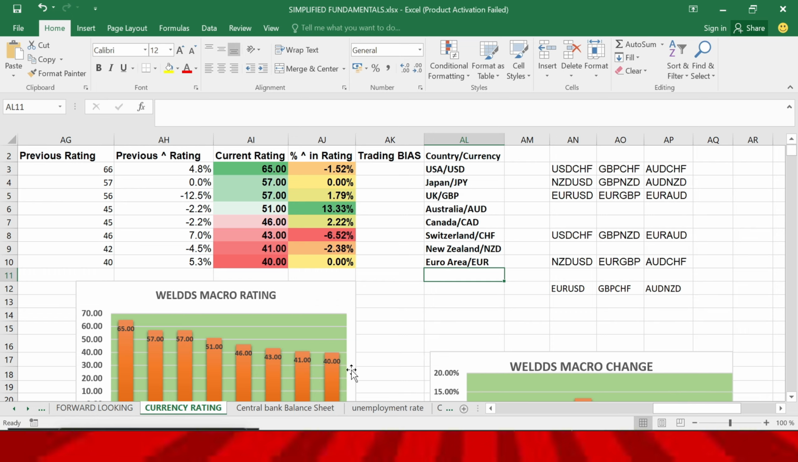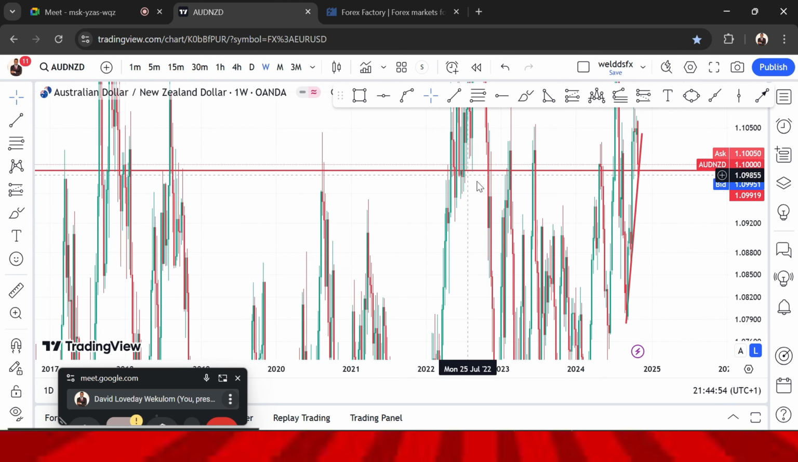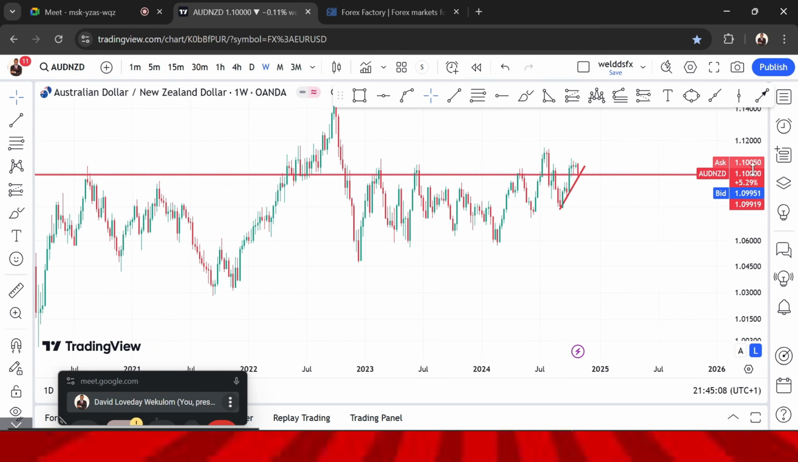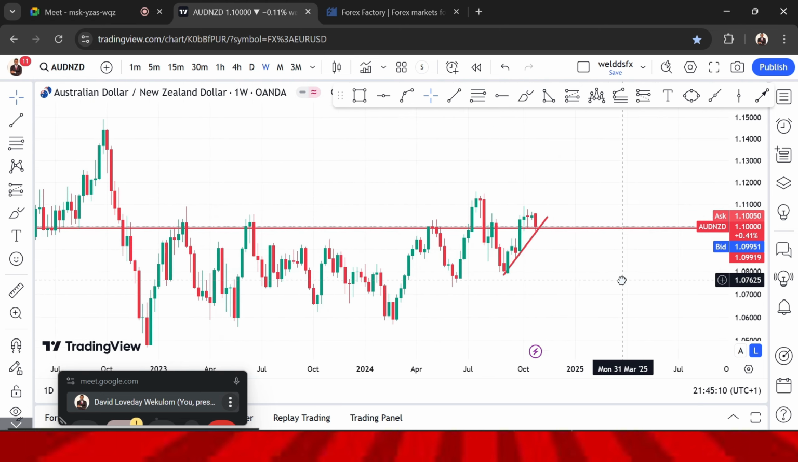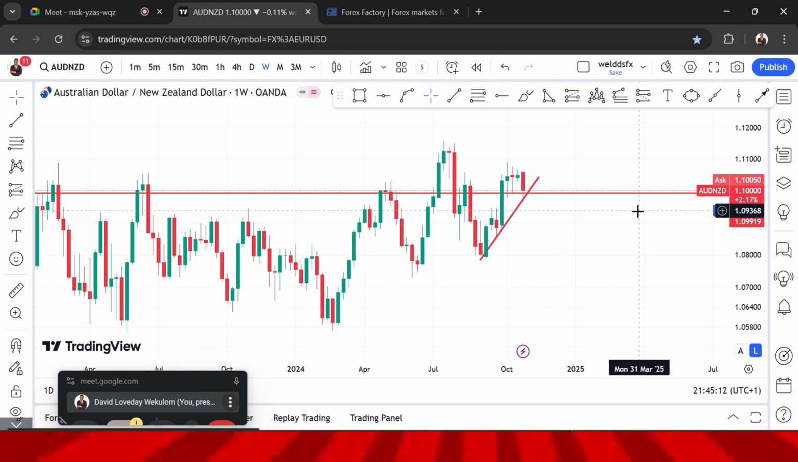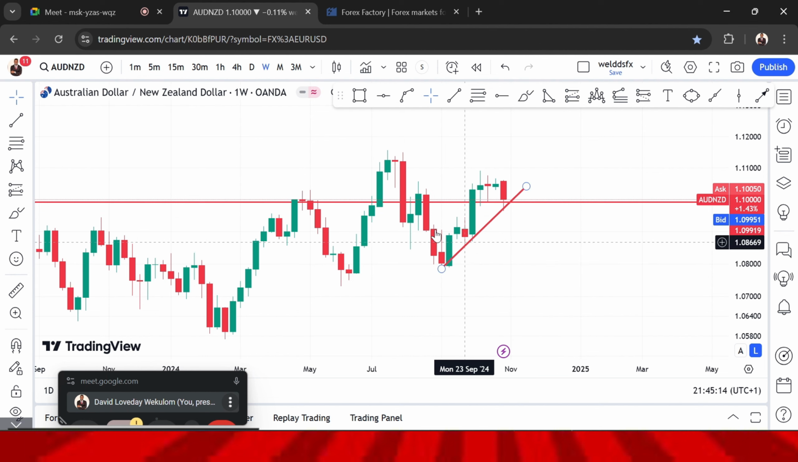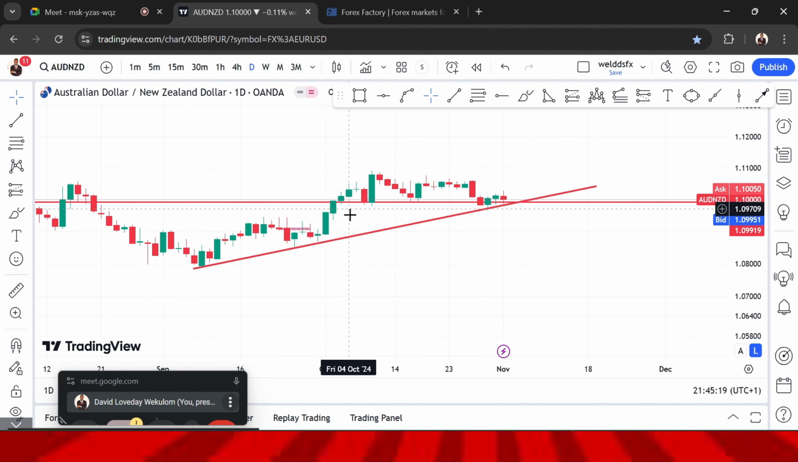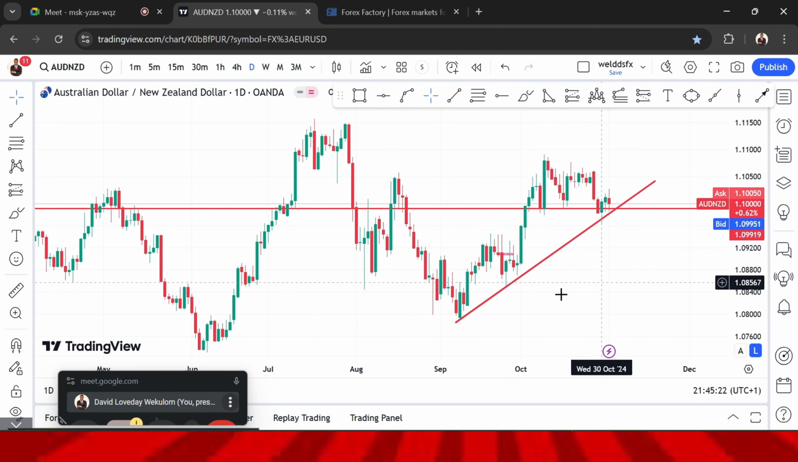Which other one? AUDNZD. So weekly time frame. If you look at AUD New Zealand dollar, this trade is a buy now. That was what the fundamentals told us, and we cannot go against our fundamental. It has even broken here, retested. So let's see what this place is telling us. Look at the trend. Look at the trend. From here it came, bounced up here, going back.